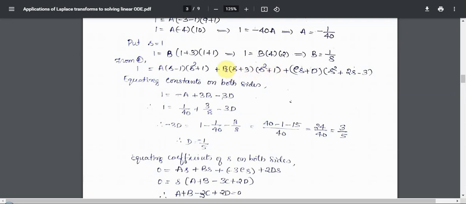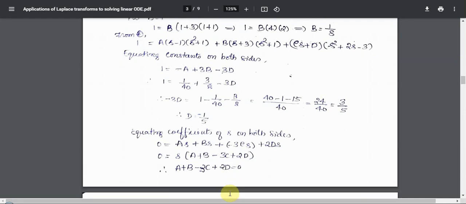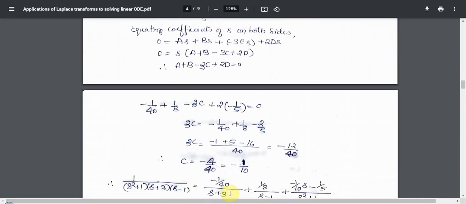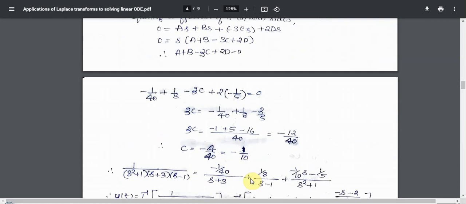Here also I should multiply s with a constant, then only I will get an s. Which is that multiplication? B into s into 1, therefore B into s. Here also I should multiply s with a constant. This is Cs into minus 3, that is minus 3Cs, and this D into s, that is 2s, therefore it is 2D into s. Then simplify, substitute the values of A, B and D, and I will get the value of C as minus 1 by 10.